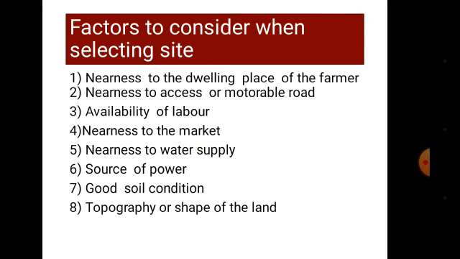On the good soil condition, remember we said that the best soil for agriculture is loamy soil, and if there's no loamy soil available, you must make sure that you have other organic manure or inorganic manure in order to supplement the soil to make it fertile, in order for you to be able to carry out all your farming activities.